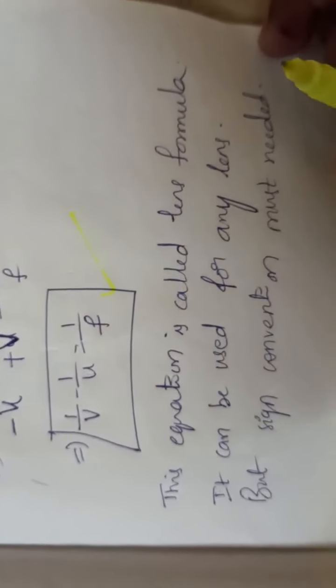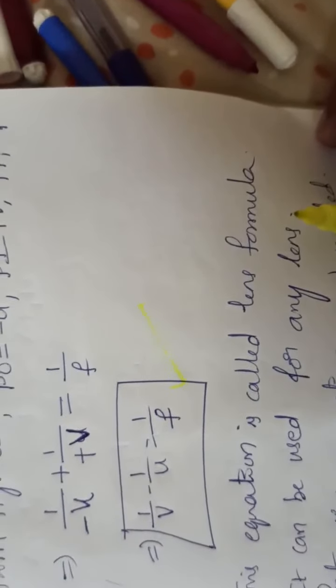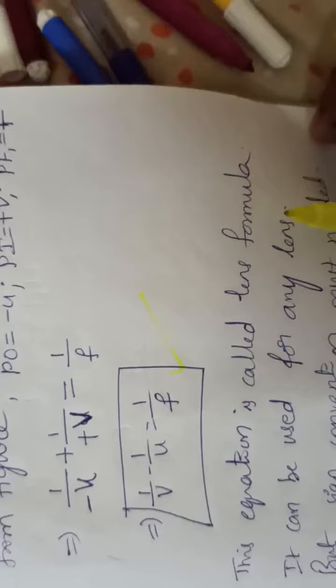It can be used for any lens, but the sign convention must be followed. According to the sign convention rules, we need to substitute the values. Then only will we get the proper relation for the lens formula. So we need to follow this formula for understanding the previous example whatever we have discussed. So thank you, children.